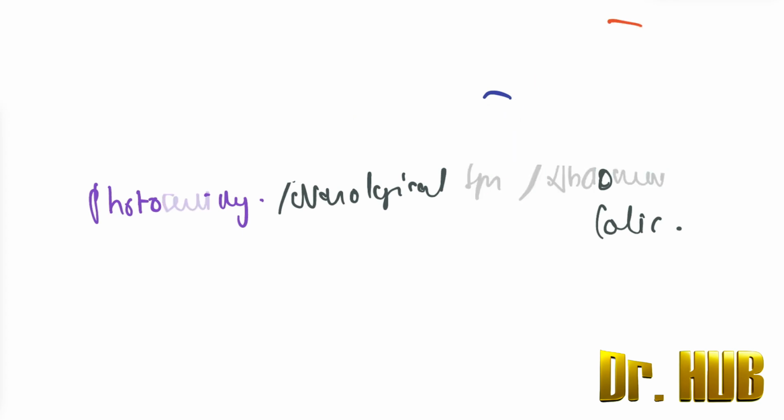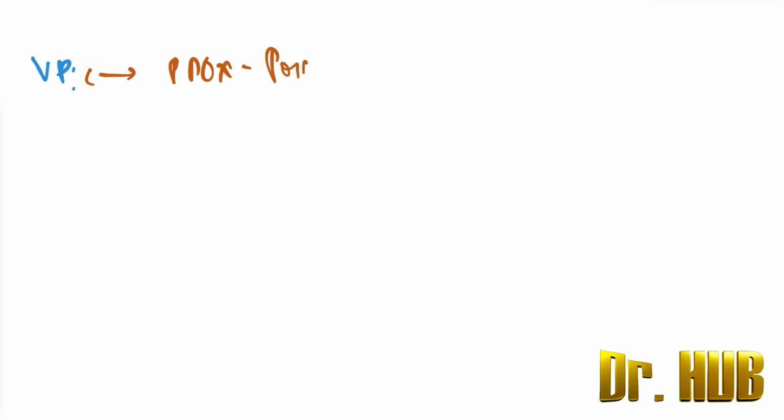Then we move on to variegate porphyria. In short, we are writing it as VP. The enzyme defect will be the PPOX. What is meant by PPOX? It is nothing but protoporphyrinogen oxidase.